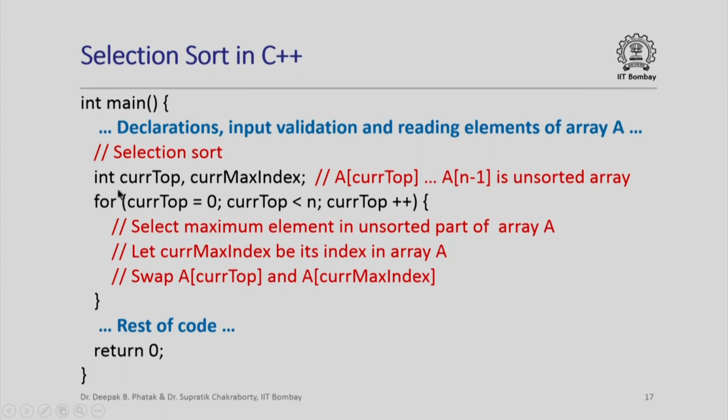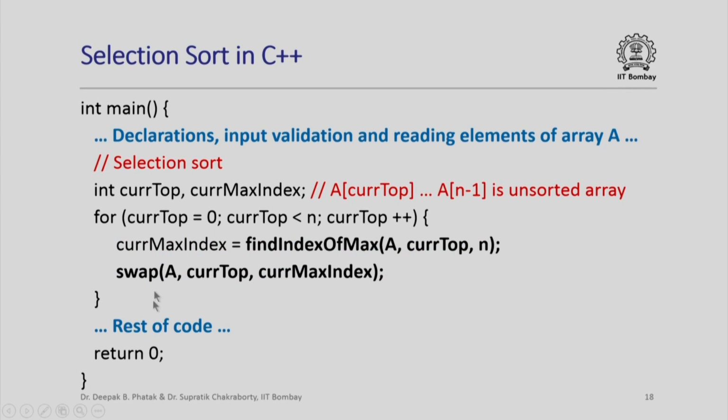So you can see this is exactly how we sorted the column of total marks using selection sort. Current top through n minus 1 is the unsorted part of the array, and current top keeps increasing until we actually reach n minus 1, in which case there is just one element left.